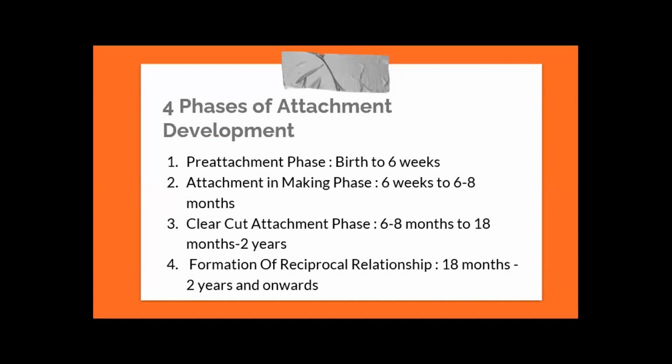We can see four phases of attachment development. Phase number one is the pre-attachment phase, from birth to 6 weeks. Phase number two is the attachment in making phase, from 6 weeks to 6 to 8 months. Phase number three is the phase of clear-cut attachment, from 6 to 8 months to 18 months to 2 years. And phase number four is the formation of reciprocal relationship, from 18 months to 2 years onwards.